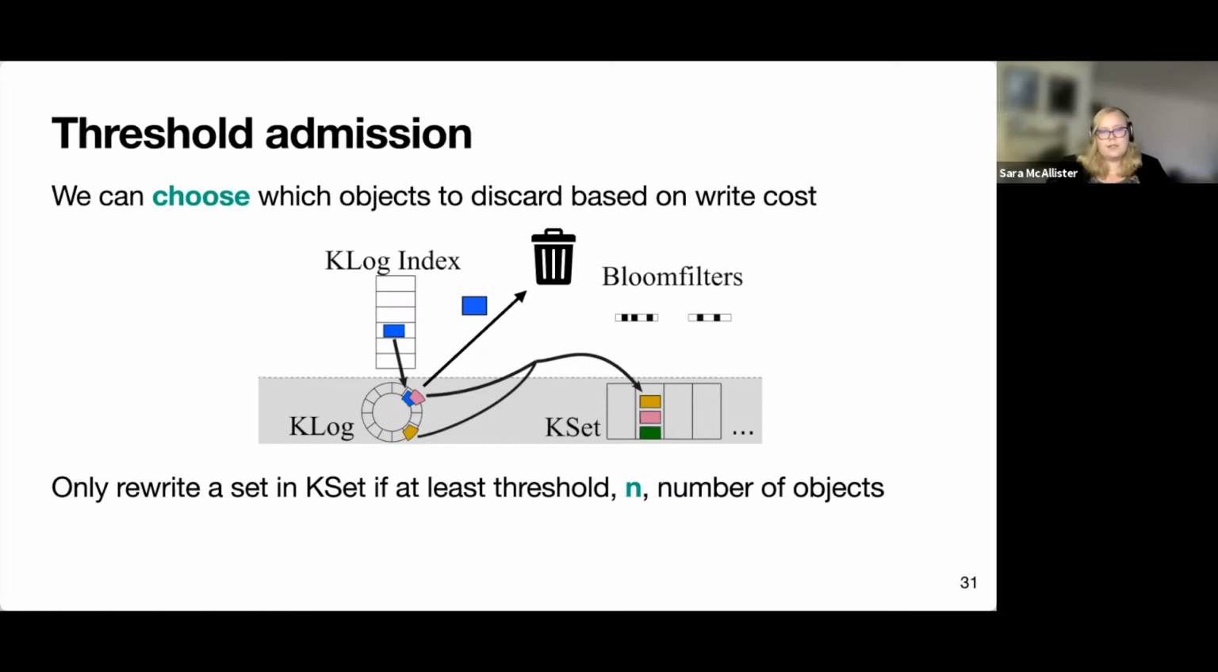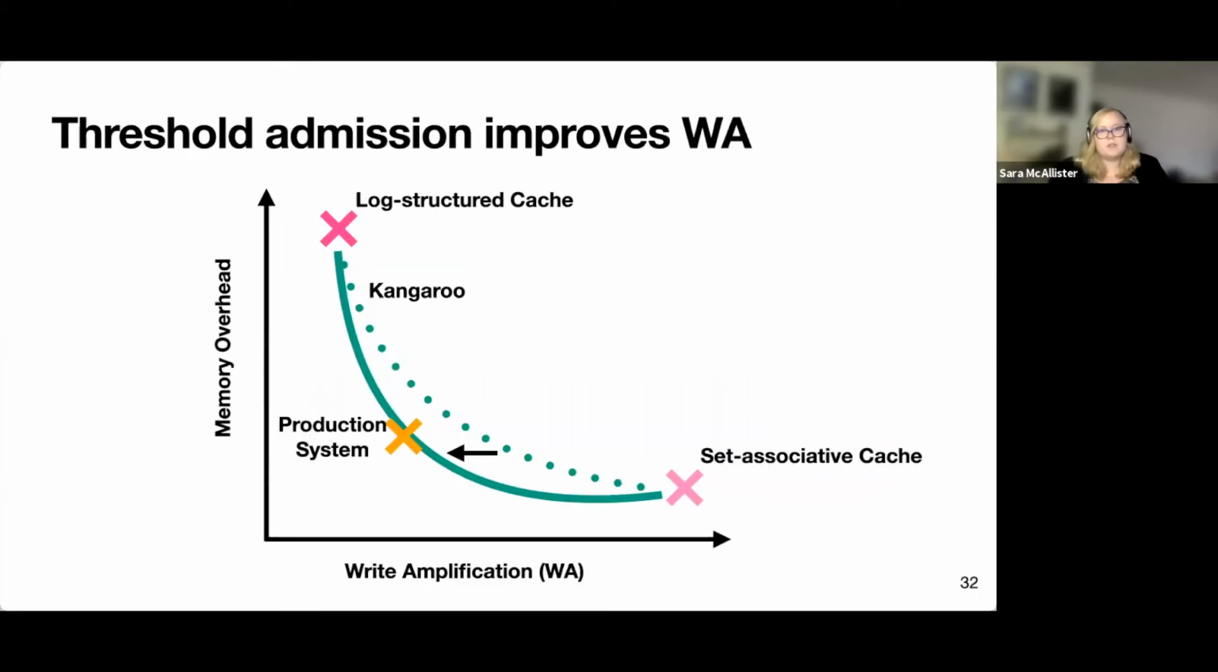So let's say that we want to implement threshold emission with a threshold of 2. With threshold 2, the pink and the yellow objects have 2 objects, so they're going to get moved to KSet. However, the blue object here doesn't have any partner in KLog to get moved to KSet. So its write cost is going to be a lot higher. And thus, instead of writing it to a set in KSet, we're just going to evict it. We're going to throw it away, put it in the trash, and lower our write costs that way. And so this allows us to shift that curve to the left and improve our write amplification for the same memory overhead and reach that production system constraint.